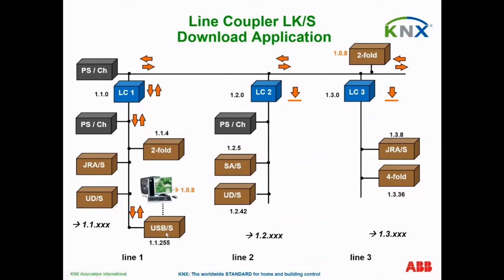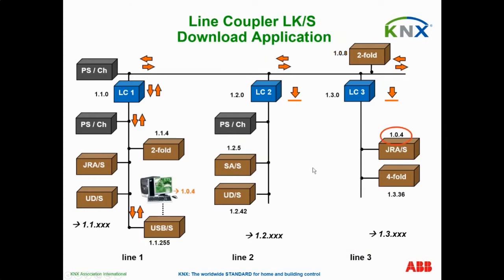We download from our USB interface. Telegram goes through the line coupler, programs the switch, and the reply telegrams will come back down that line. And because we're here, because our address is on this line, the line coupler here knows to let the telegrams through. In this case, line coupler 2 and line coupler 3 will not allow the telegrams through onto their part of the network, because we're programming 108, and they say 108 is not down past me, it's not going past. And similar for line 3, it will not program down onto that line. So it's important to remember as well, where you are on the network also has an impact on programming the network.